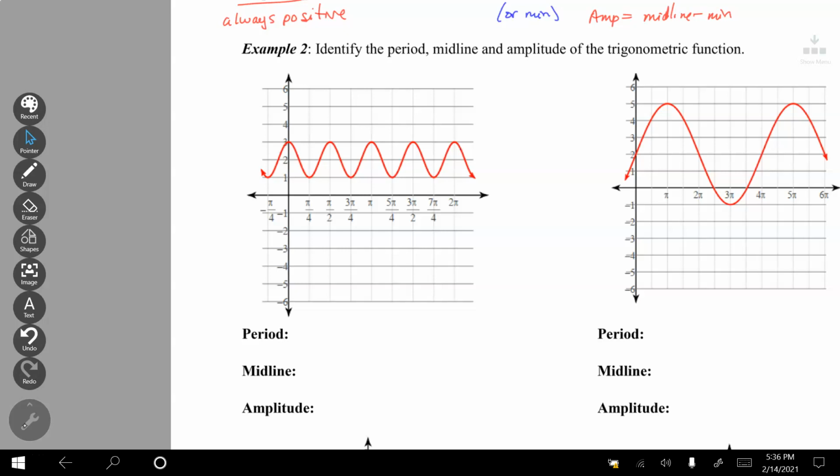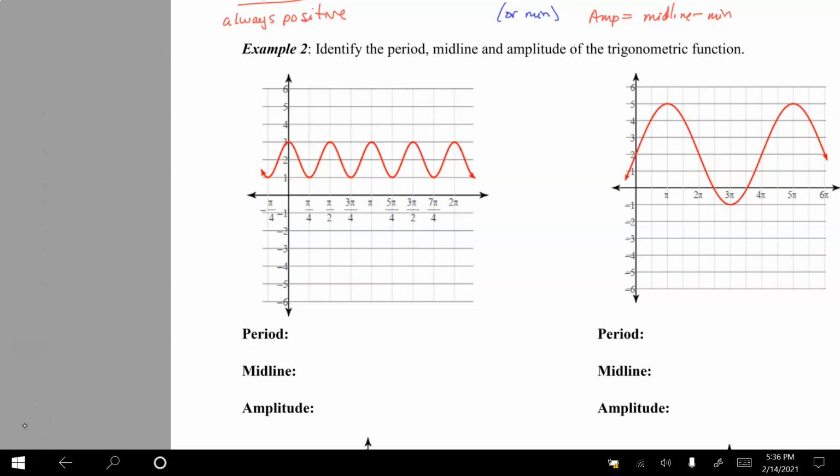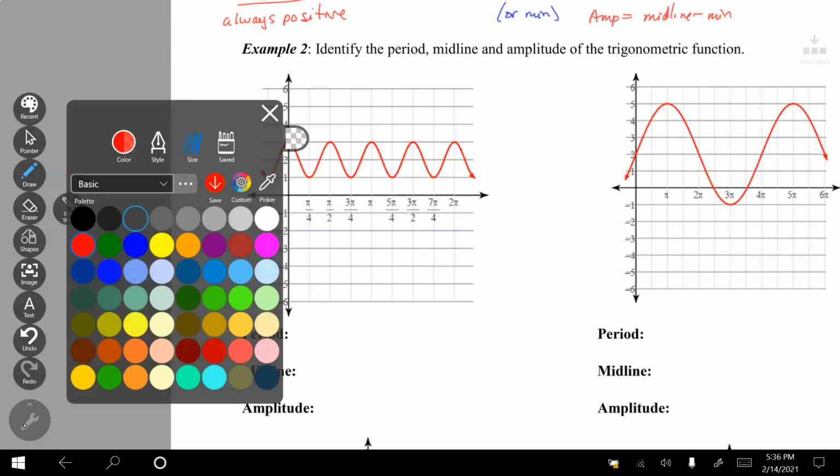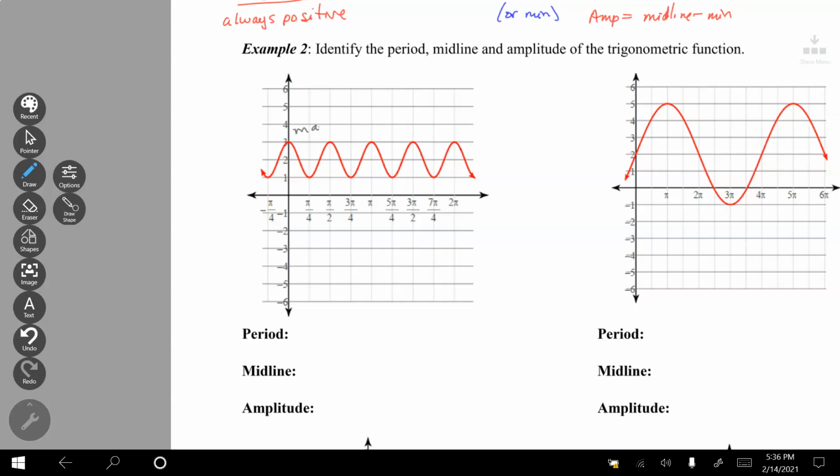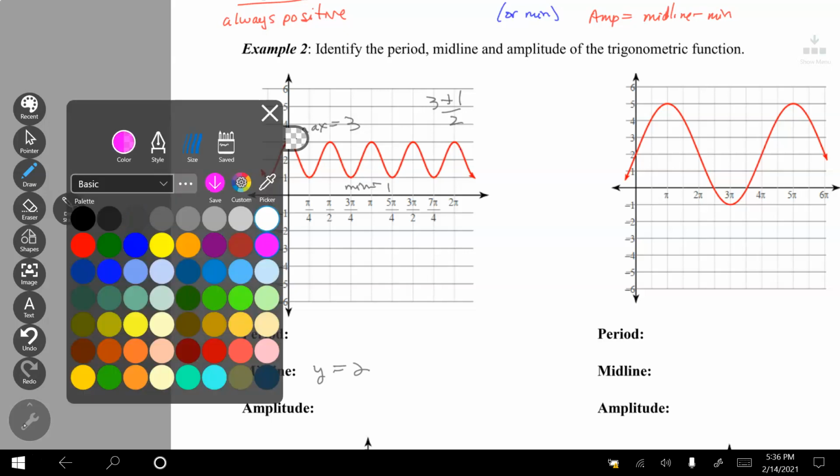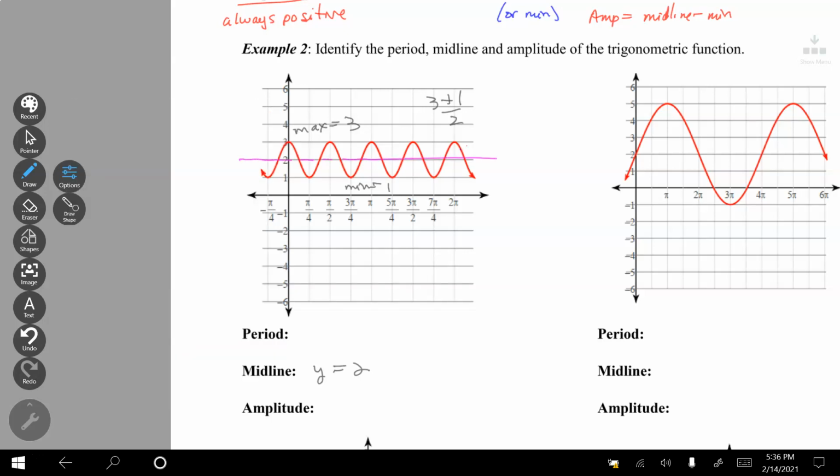We kind of did that last class. The only thing we didn't identify was the period because it was always 2 pi. But this isn't too hard. You can look at this graph and say, well, my max is equal to 3, my min is equal to 1, 3 plus 1 over 2. So my midline is y is equal to 2, and I could draw that across the page. My amplitude is right here. This is my midline. My amplitude is equal to 3 minus 2, so my amplitude is 1.